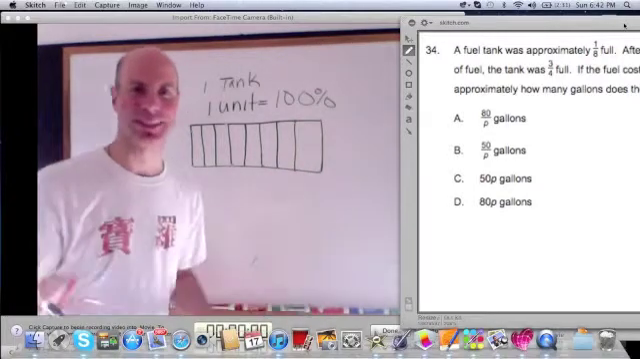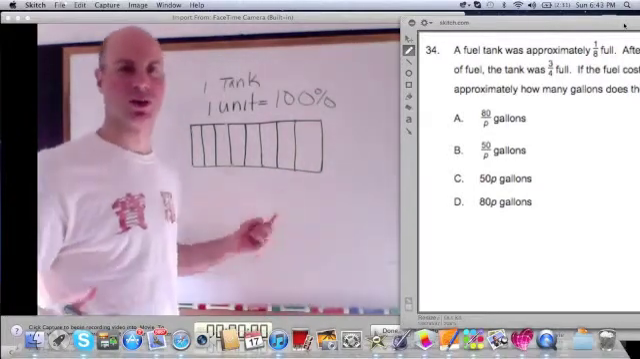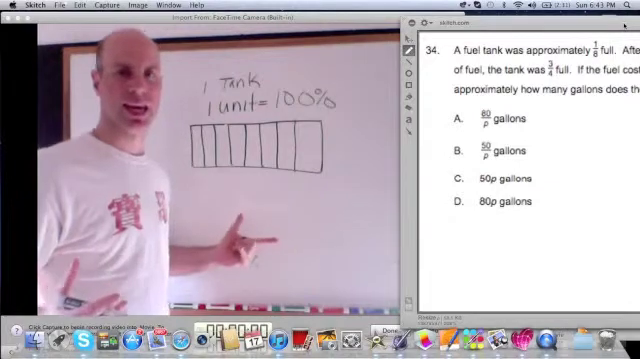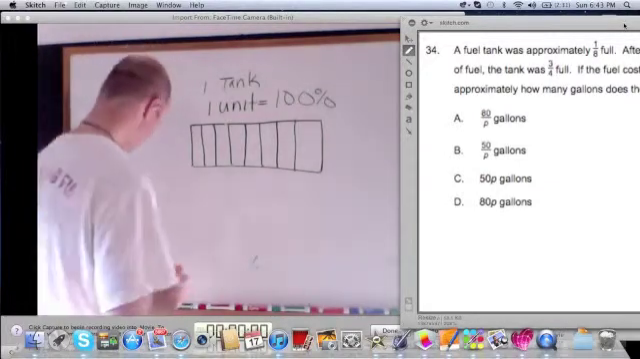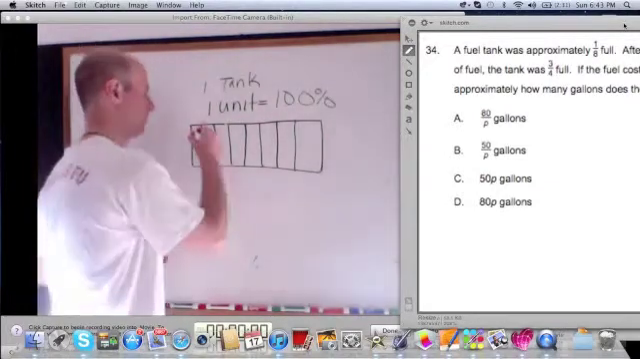I don't know why they said eighths, but we're starting with eighths. So I divide my 1 unit into eighths. And we're told that this unit here is 1/8 full.